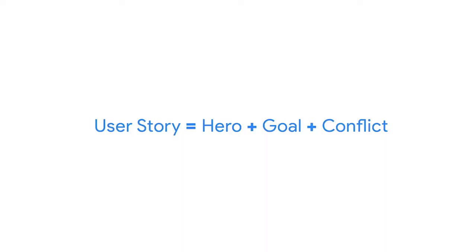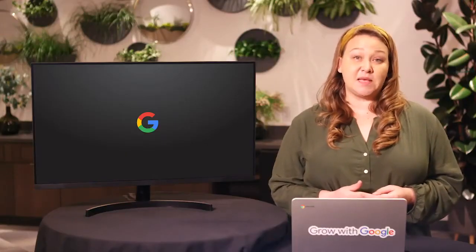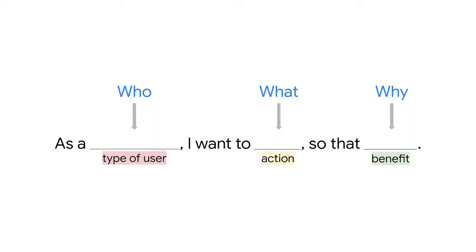So, how do you write a user story? Like a classic short story, user stories have a hero with an ultimate goal and a conflict that keeps them from conquering that goal. To write a user story, we follow this simple formula. As a [type of user], I want to [action] so that [benefit]. All that's left now is filling in the missing pieces. Type of user describes who we are designing for. Action is what the user hopes will happen. And finally, benefit is why the user wants the action to happen. This formula keeps the problem user-centered, actionable, and clear.